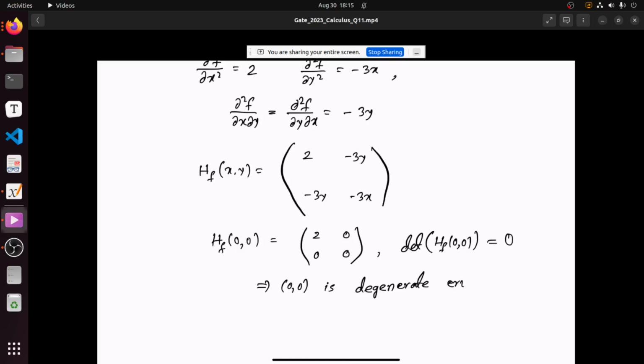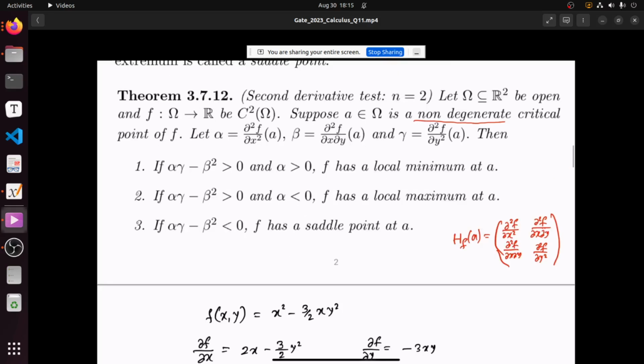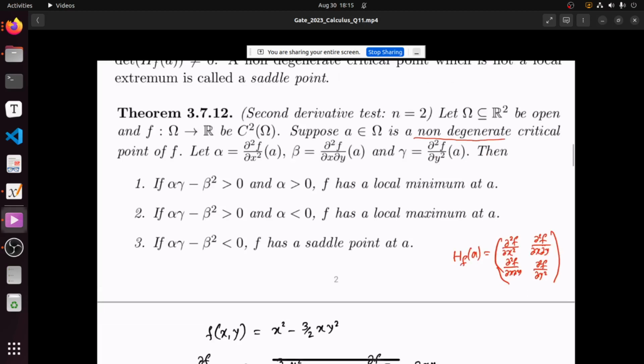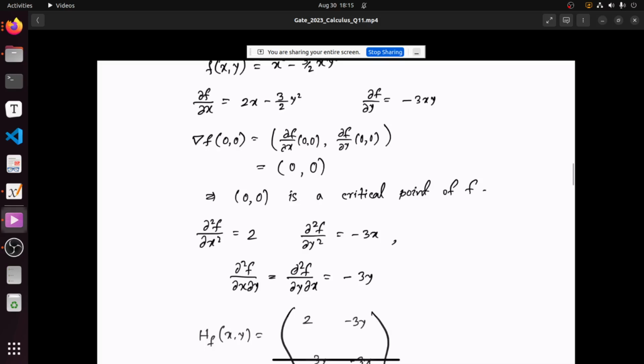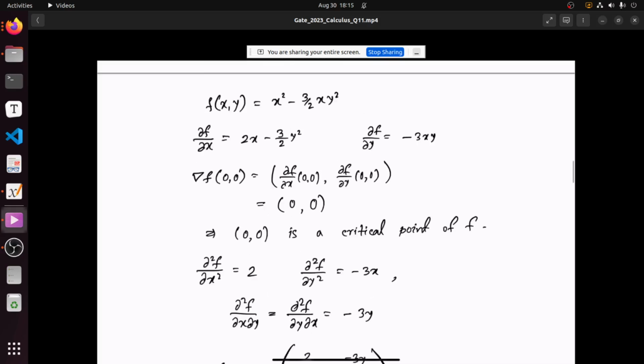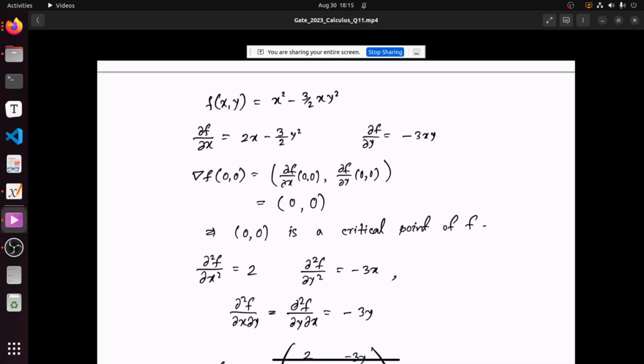Degenerate critical point. So as (0,0) is a degenerate critical point, we cannot use this theorem, right? Because this is applicable for non-degenerate critical points. So for a degenerate critical point, we have to examine the function, meaning we have to go by definition. We have to examine the function in a neighborhood of (0,0), right? So let's look at this.